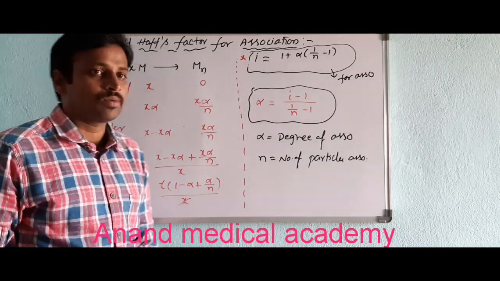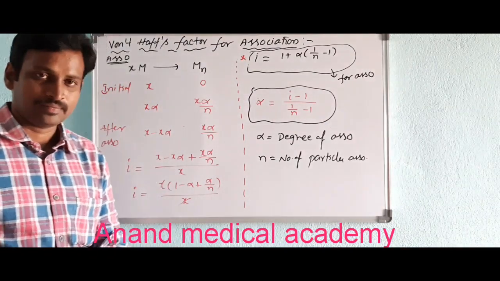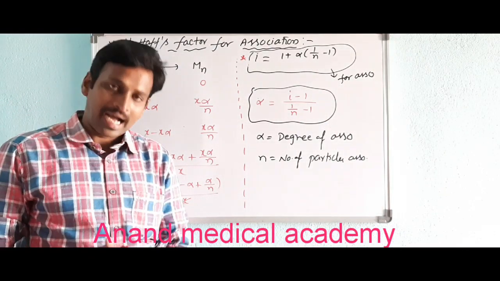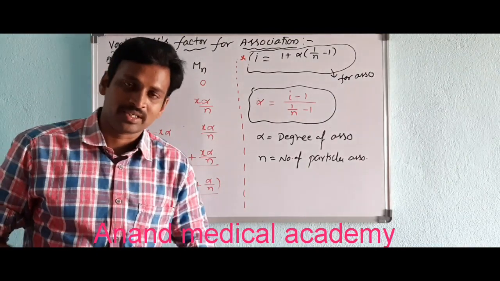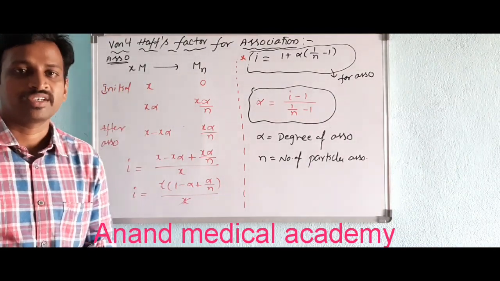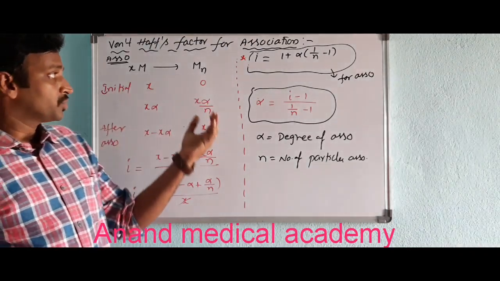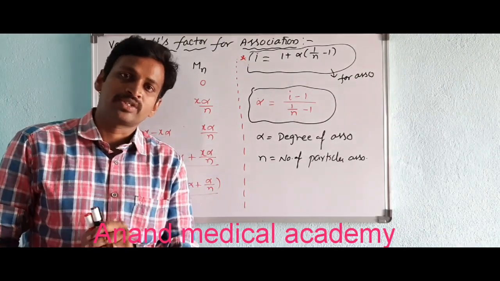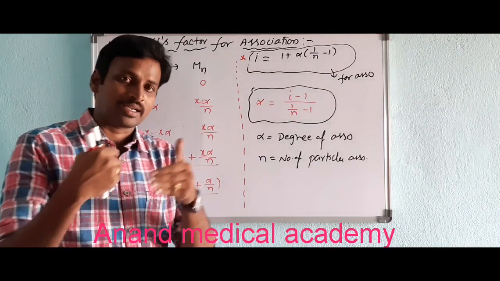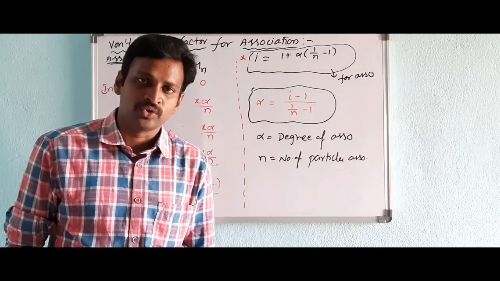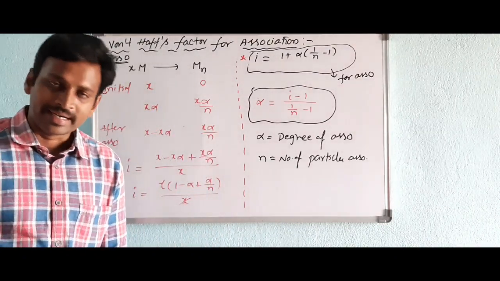Got it? This is about the van't Hoff factor i. So we discussed the van't Hoff factor i for both association as well as dissociation. And now how to use i for association and dissociation, and how to use this particular i for non-ideal solutions, let's see in our next class.